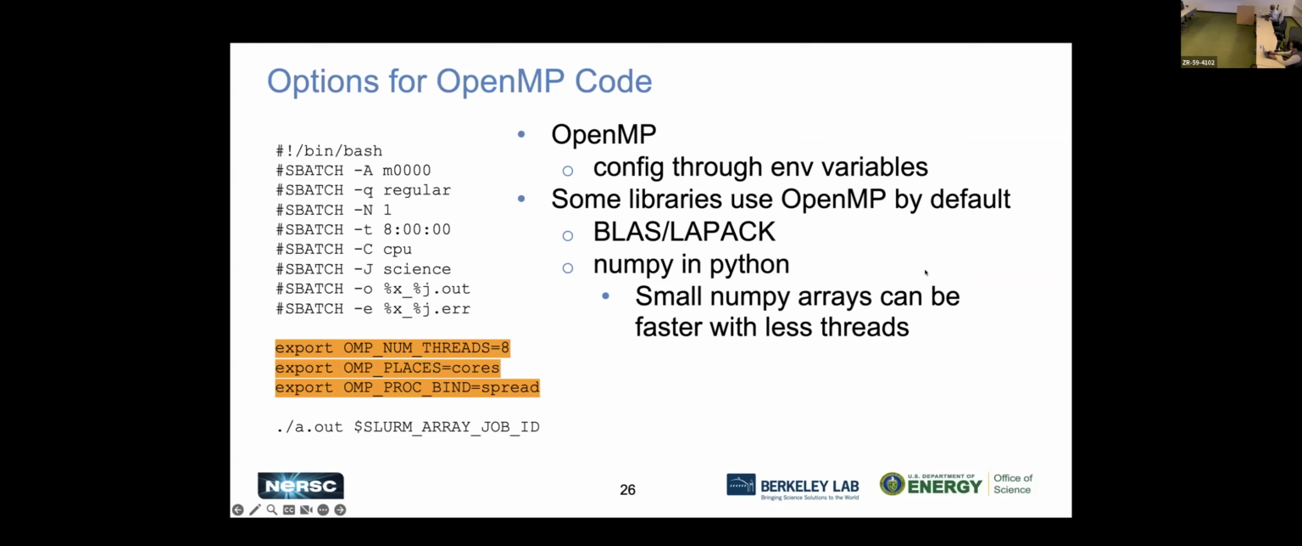A number of different libraries make use of OpenMP by default. And thank you, Anupam. Most common scientific libraries, like BLAS, LAPACK, NumPy, and Python, make use of it. In order to set your OpenMP threads, you'll export OMP_NUM_THREADS to 8. Your OMP_PLACES is going to be cores, and the processor binding, OMP_PROC_BIND, is going to be spread. And then you can simply submit your job for OpenMP.